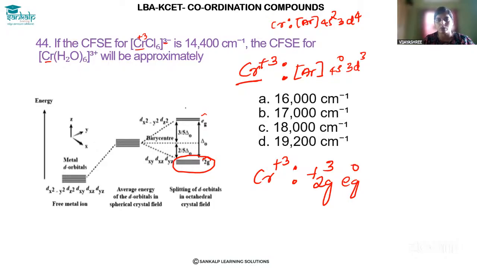Higher energy Eg orbital alli 0 electron irutte. Amele T2g orbital alli 3 electron irutte. D3 configuration alva. So 3 d electrons will be in the T2g orbitals and 0 electrons will be in the Eg orbitals. So the configuration will be t2g3 eg0 according to the crystal field theory.